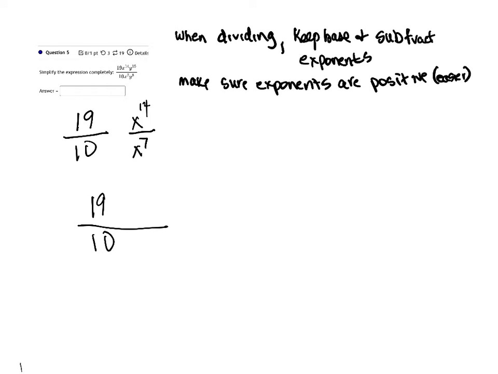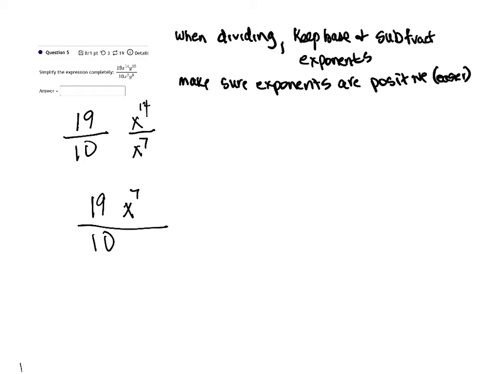I have more x's on the top. And so if I take the 7 away that's on the bottom from the 14 on the top, that's going to leave me 7. So notice I'm dividing x to the 14th by x to the 7th, so I subtract my exponents. 14 minus 7 is 7. And you always want, if you're dealing with positive exponents, wherever you have the most, that's where they end up. The others cancel out and go away.